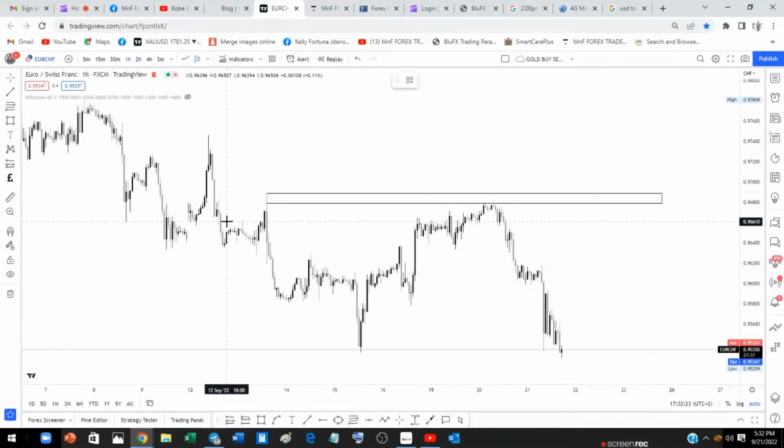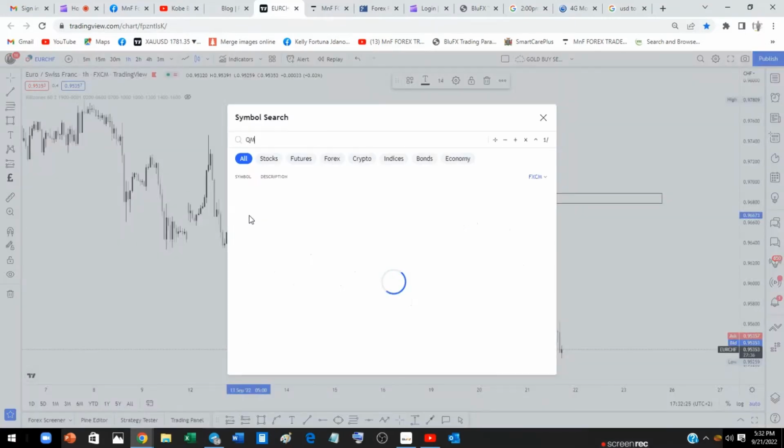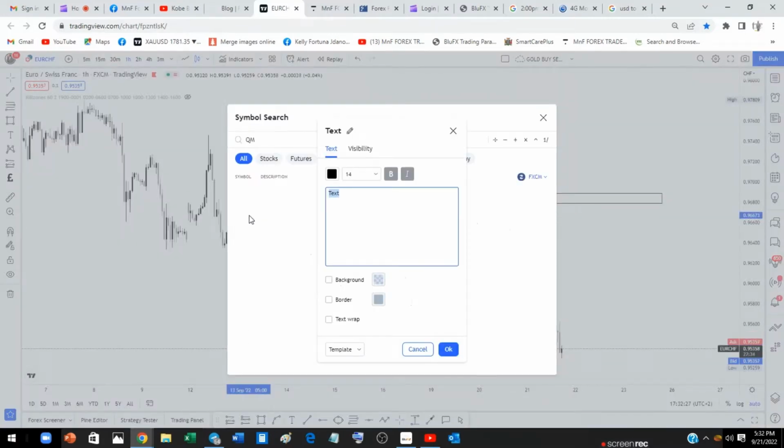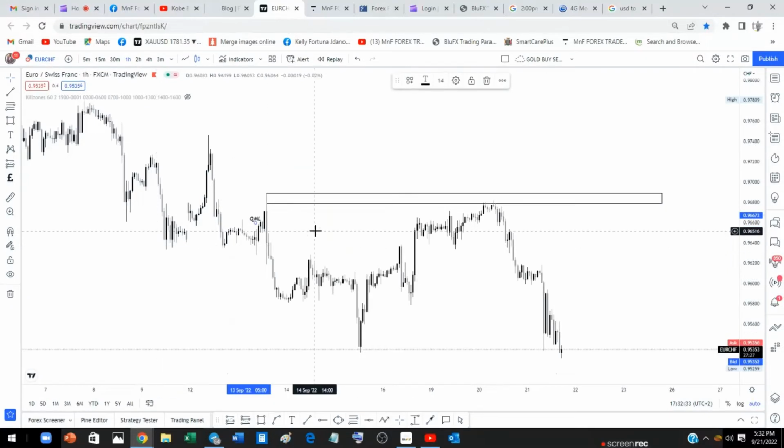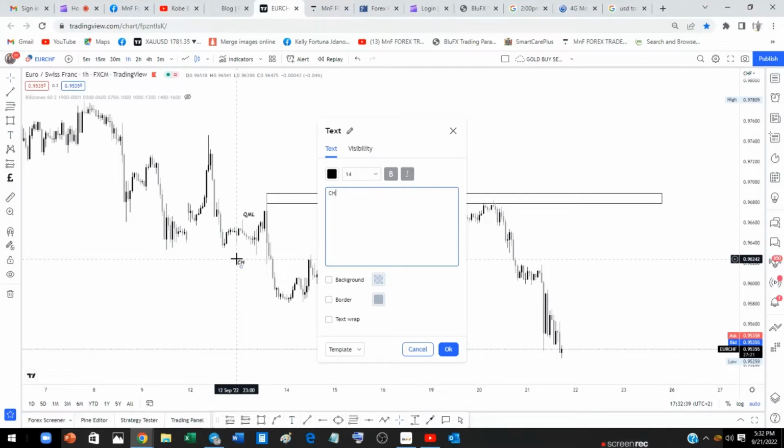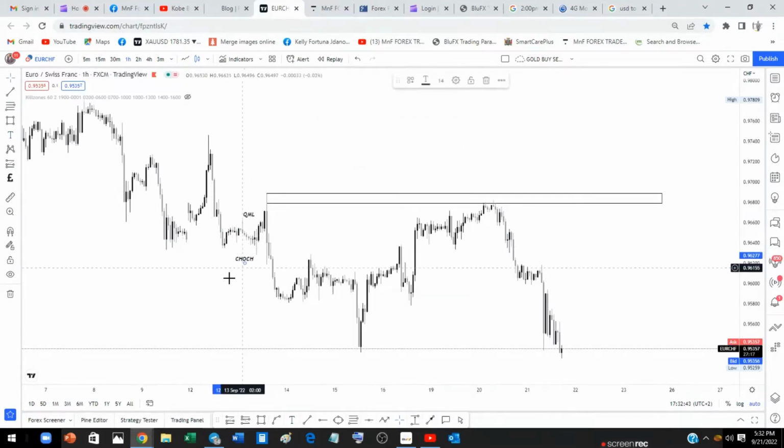So from here, I'm going to label this as my QML. This is my QML. Let's put that in calculators. Yeah, so that's my QML right there. And then this right here is my low, which I'm just going to call the change of character, which signified the change of character. Right here, we had the break of this low. So you can literally just put anything just here.